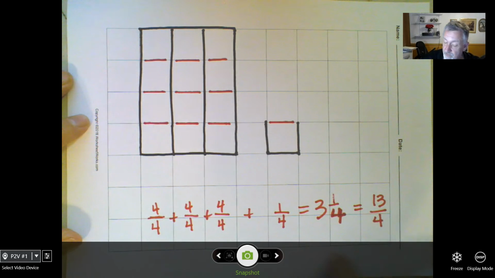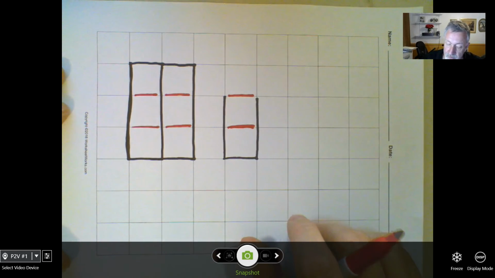And again, if we look at different ways to do this, 4 times 3 is 12. 12 plus 1 is 13. How many times does 4 go into 13? 4, 8, 12. It goes in 3 times. And 13 minus 12 is 1, so there's 1/4 left over. Let's look at one more example.